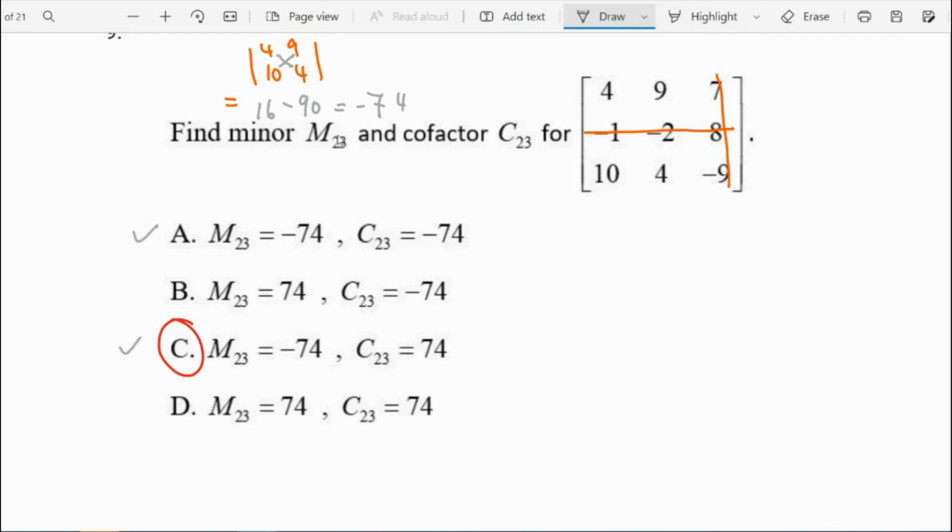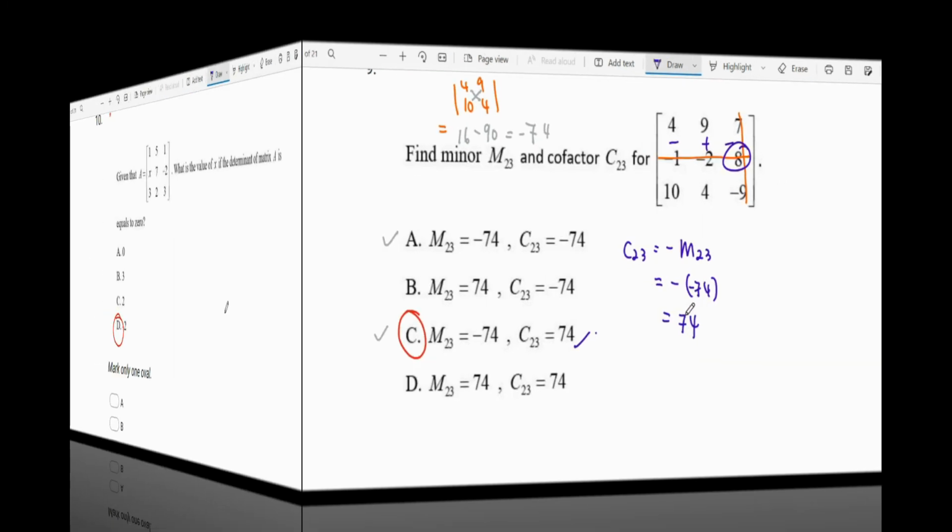Then we go for the cofactor. Cofactor will be equal to positive or negative minor, depending on the position. So 2, 3, row 2, column 3. This position is negative, positive, negative. So it's supposed to be equal to negative minor 2, 3. Since you already have minor 2, 3, we substitute here. It will become negative, negative, which becomes positive. So the answer will be C.